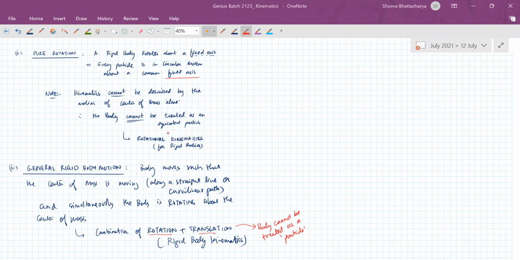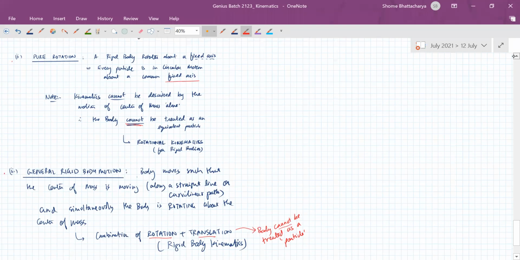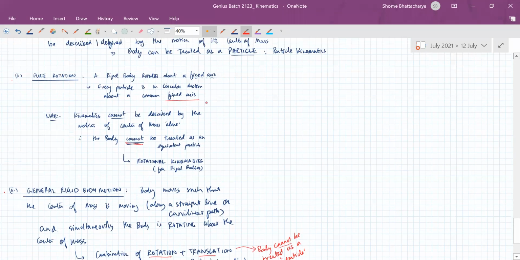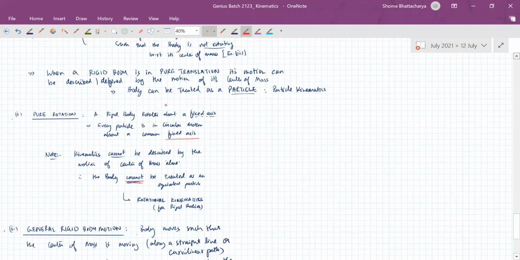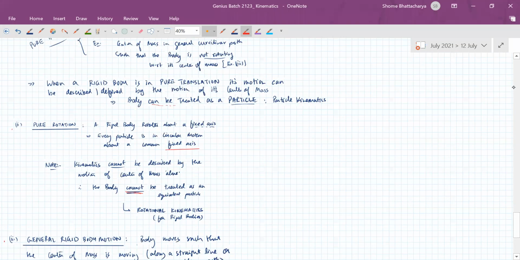So right now, the important thing for us is that in pure rotation, the second category, we cannot treat the body like a particle. In general rigid body motion, the third category, we cannot treat it like a particle. But it's only in pure translation that the rigid body can be treated like a particle. So we can apply what is called particle kinematics.